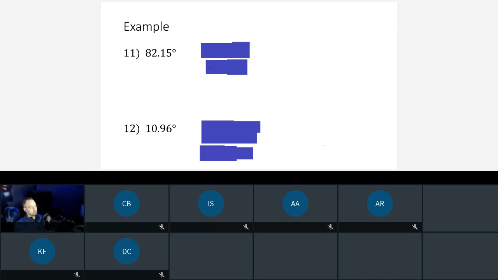Nice job, everyone. Yeah, so with 82 degrees, 9 minutes, 0 seconds. 0.15 times 60 is 9. There's no decimal portion. That tells us there's 0 seconds. Alt 248. Hey, that works. Alt 248. Nice job.